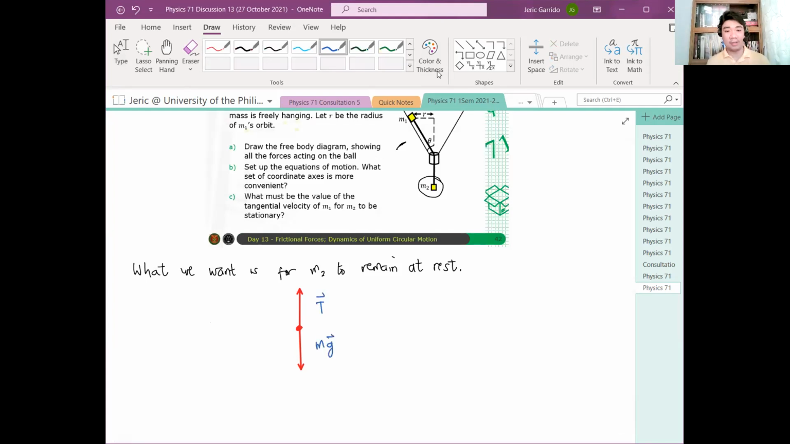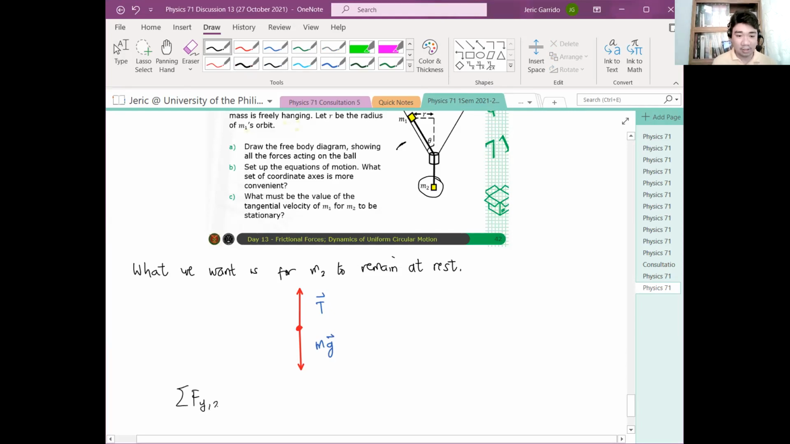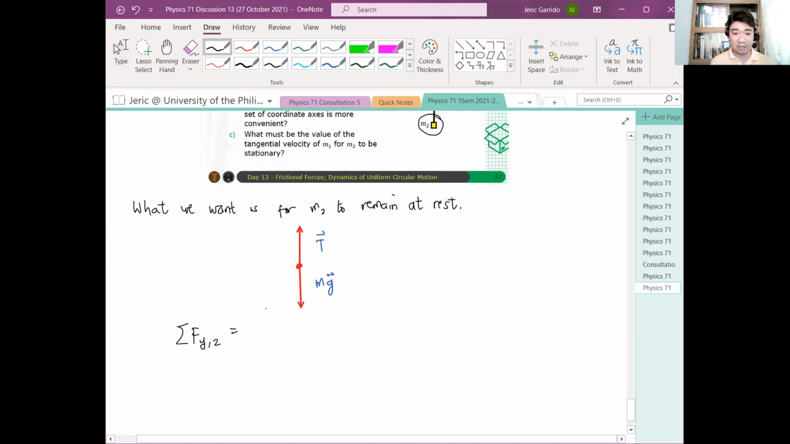Now, what we want is for M2 to be stationary. So if we set up the equation of motion, the summation of forces acting on y for mass 2 should vanish because ayaw mong mag-accelerate yung M2. So in that case, we have T minus m2g, sorry, this shouldn't be mg, this should be m2g. Sorry for that. And this should be equal to zero, implying that the tension must be equal to m2g. Okay? Is this clear? I hope this is clear.